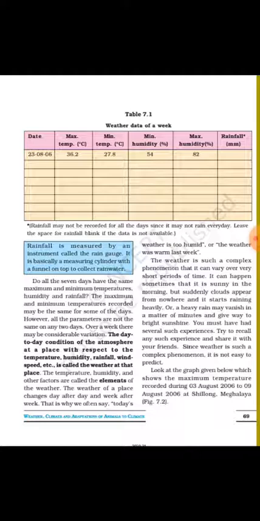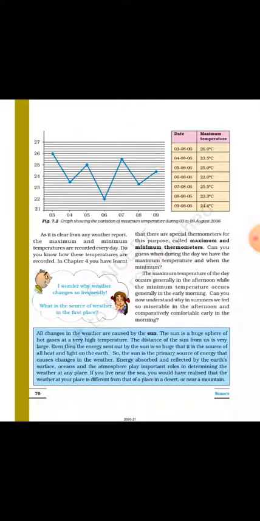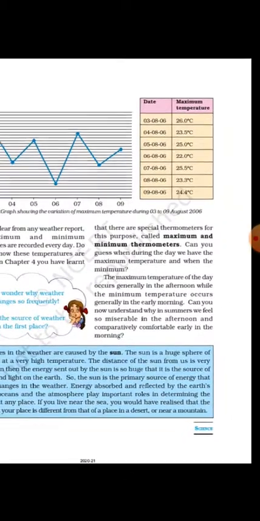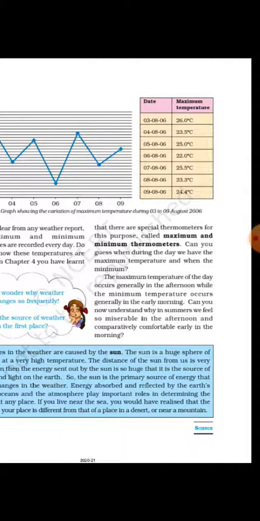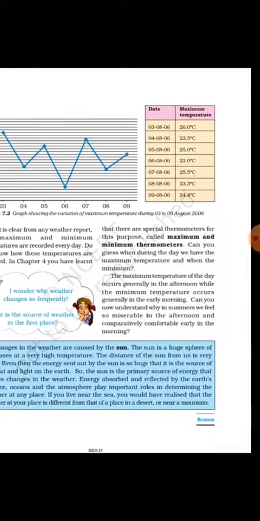Look at the graph given below. It shows the maximum temperature recorded during 3rd August 2006 to 9th August 2006 in Shillong, Meghalaya. Here is figure 7.2, the graph. On 3rd August the maximum temperature was 26 degrees, 4th August 23.5, 5th August 25, 6th August 22, 7th August 25.5, 8th August 23.3 and 9th August 24.4 degrees Celsius.